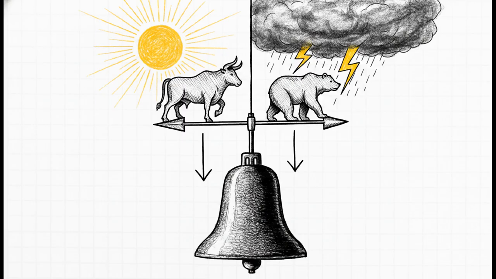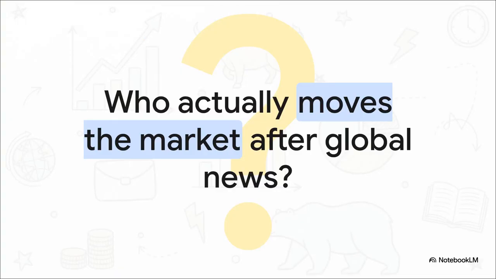If global indices are crashing, or there's major negative news breaking worldwide, the local market is probably going to open in a thunderstorm. Identifying that global sentiment first gives you a foundational bias. Are we broadly bullish and optimistic today, or bearish and fearful? But here's the thing. Sentiment alone doesn't actually move prices. Capital does.